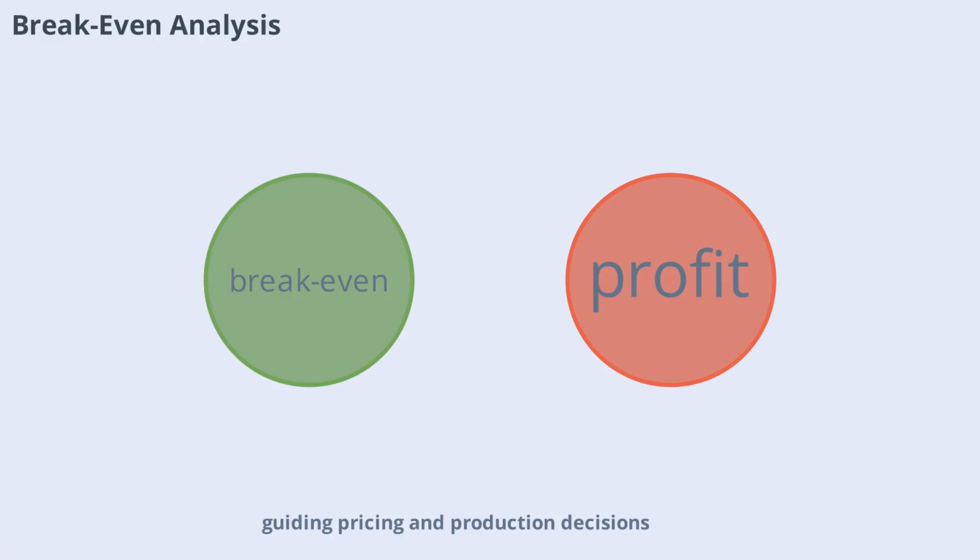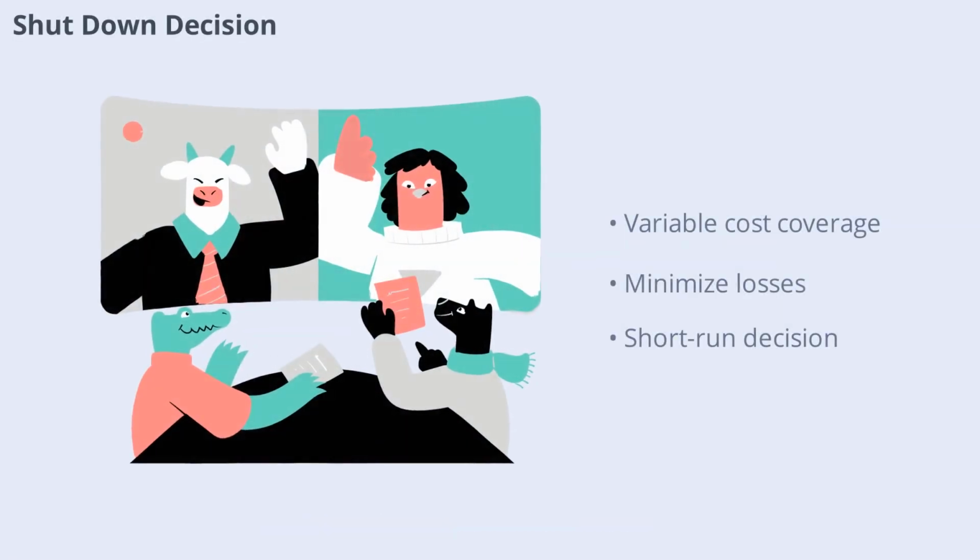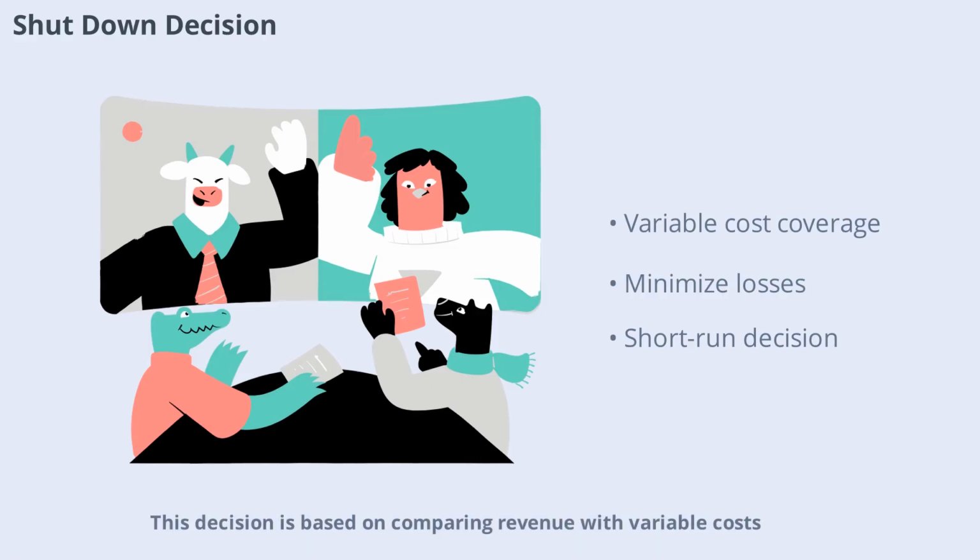A firm may consider shutting down temporarily if it cannot cover its variable costs in the short run. This decision is based on comparing revenue with variable costs and helps firms minimize losses during tough times.